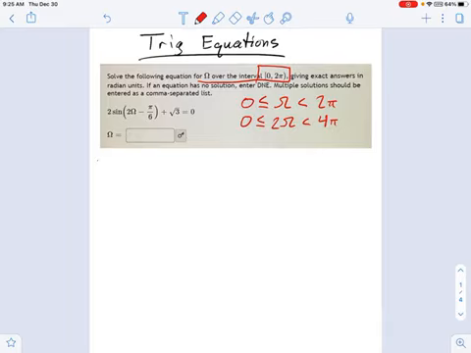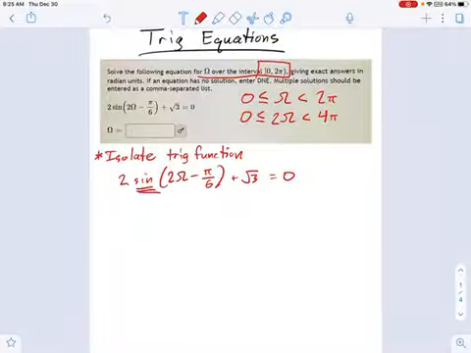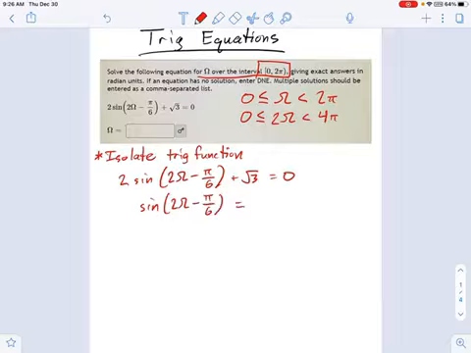So the first thing you do is, as always, isolate the trig function. Here's what I mean by that. We've got 2 times the sine of this big complicated thing. Don't worry about that yet, we'll get to that later. Plus radical 3 equals 0. By isolating the trig function, I mean I want sine by itself. So we subtract radical 3 from each side and divide each side by 2, and I get sine of big messy thing equals negative radical 3 over 2.